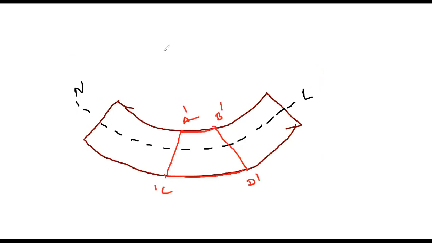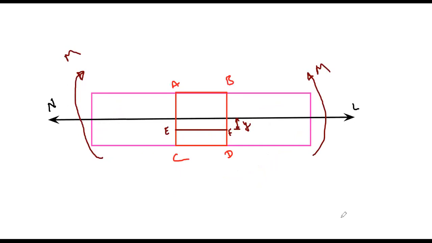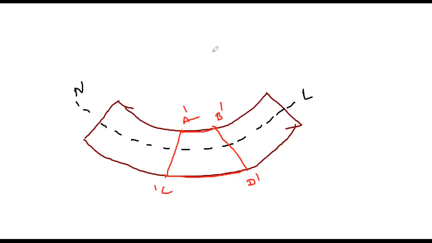And here we have considered one more layer, which is EF. This layer EF undergoes tension in nature. It is at a distance of y here.